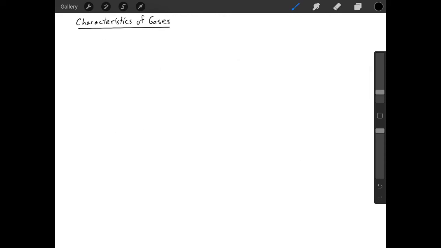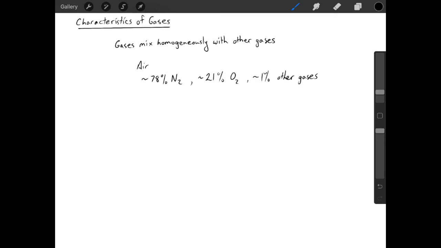A third characteristic property is that gases form homogeneous mixtures with other gases. A good example of this is air. Air contains a mixture of nitrogen, oxygen, and a number of other gases, but those gases are always evenly mixed together. They don't split apart into layers of nitrogen and layers of oxygen, for example.